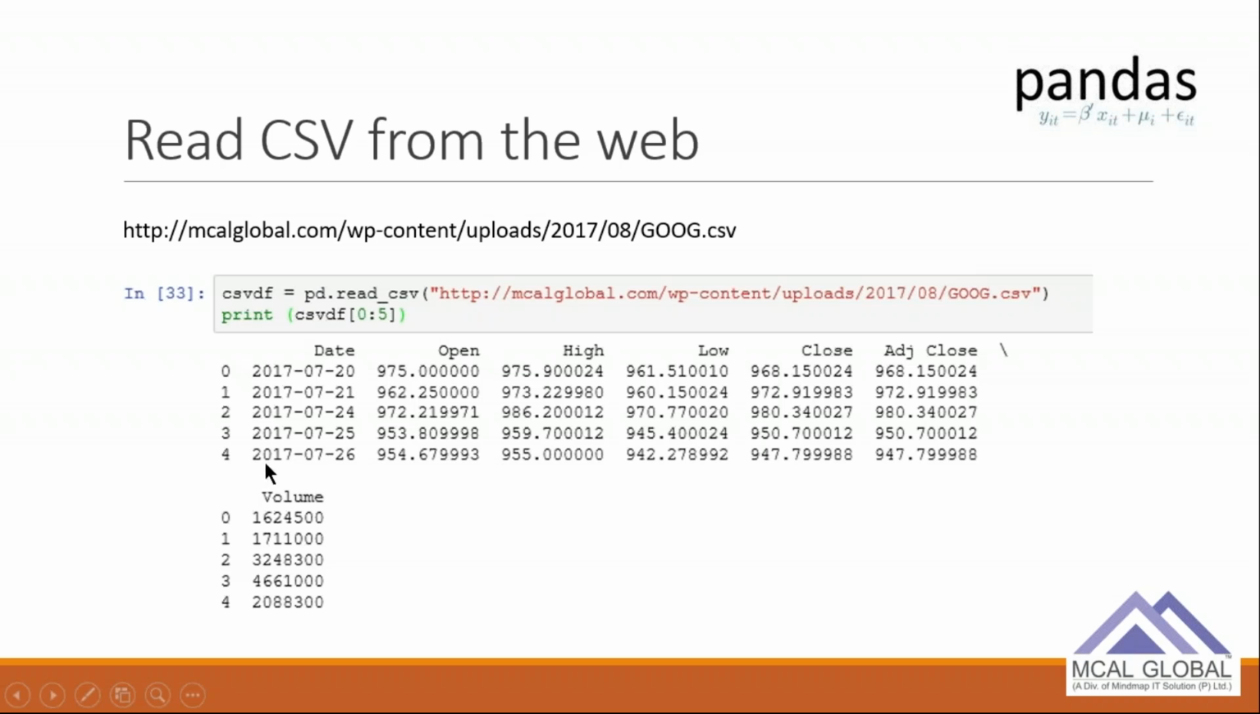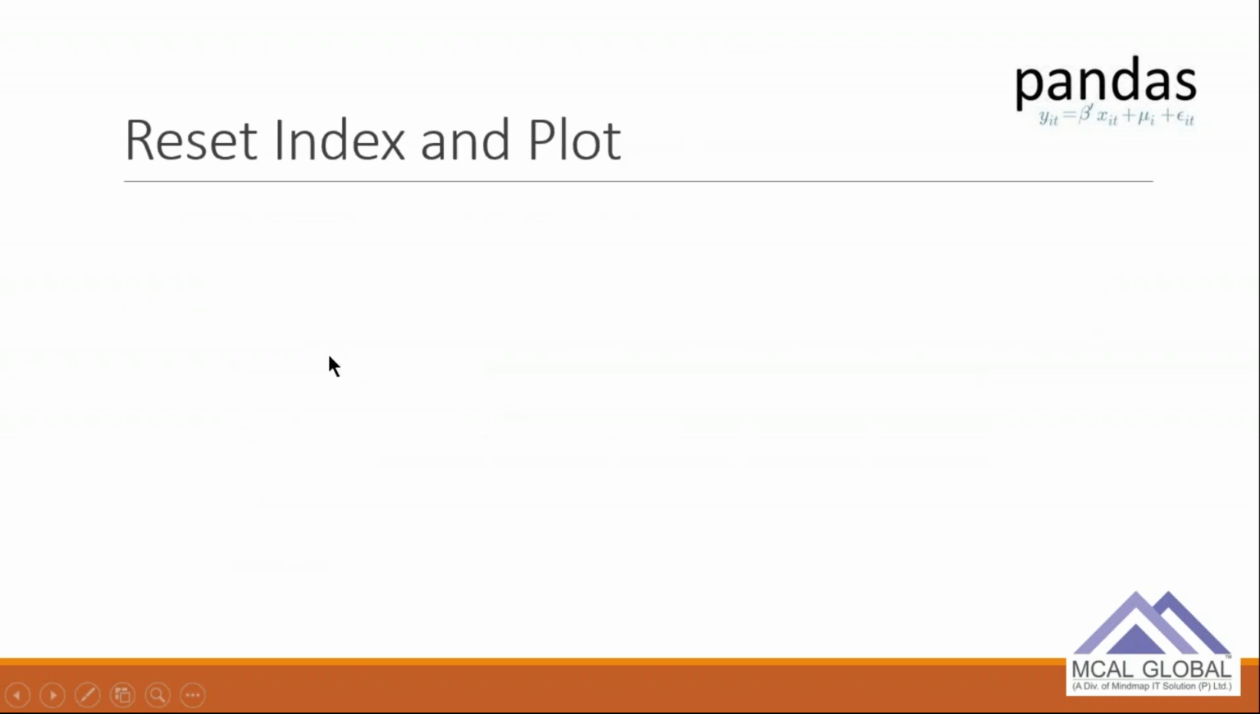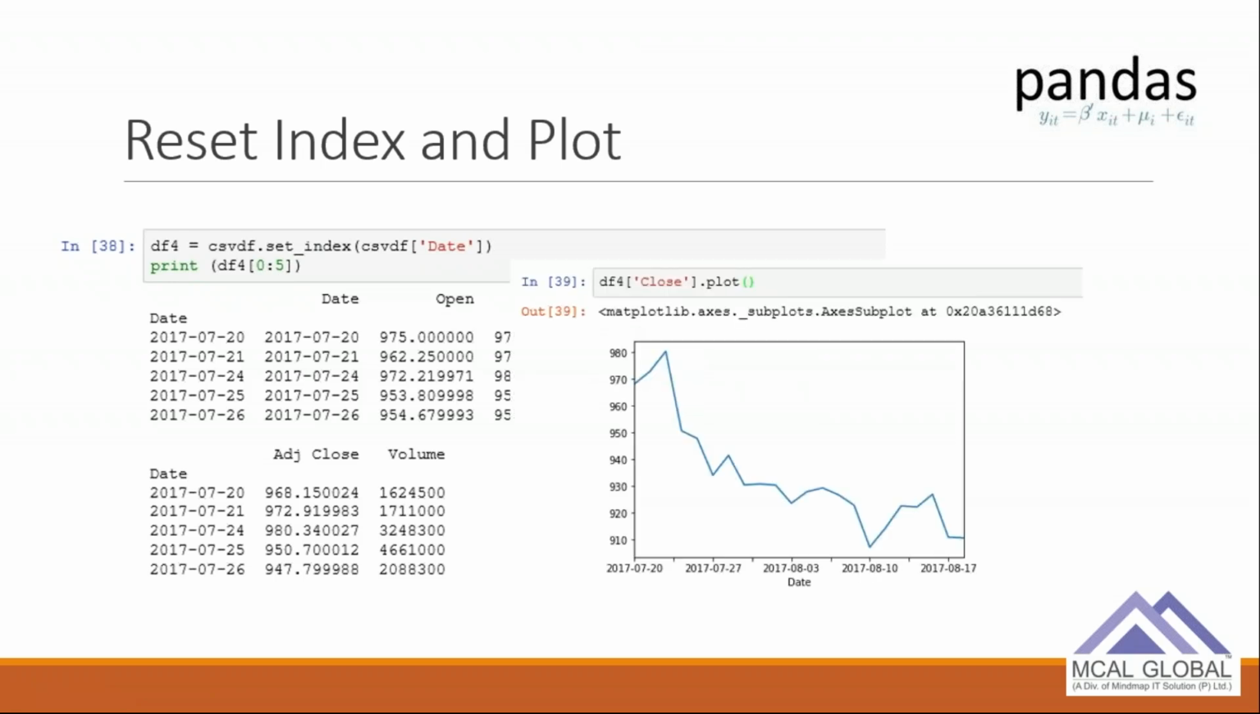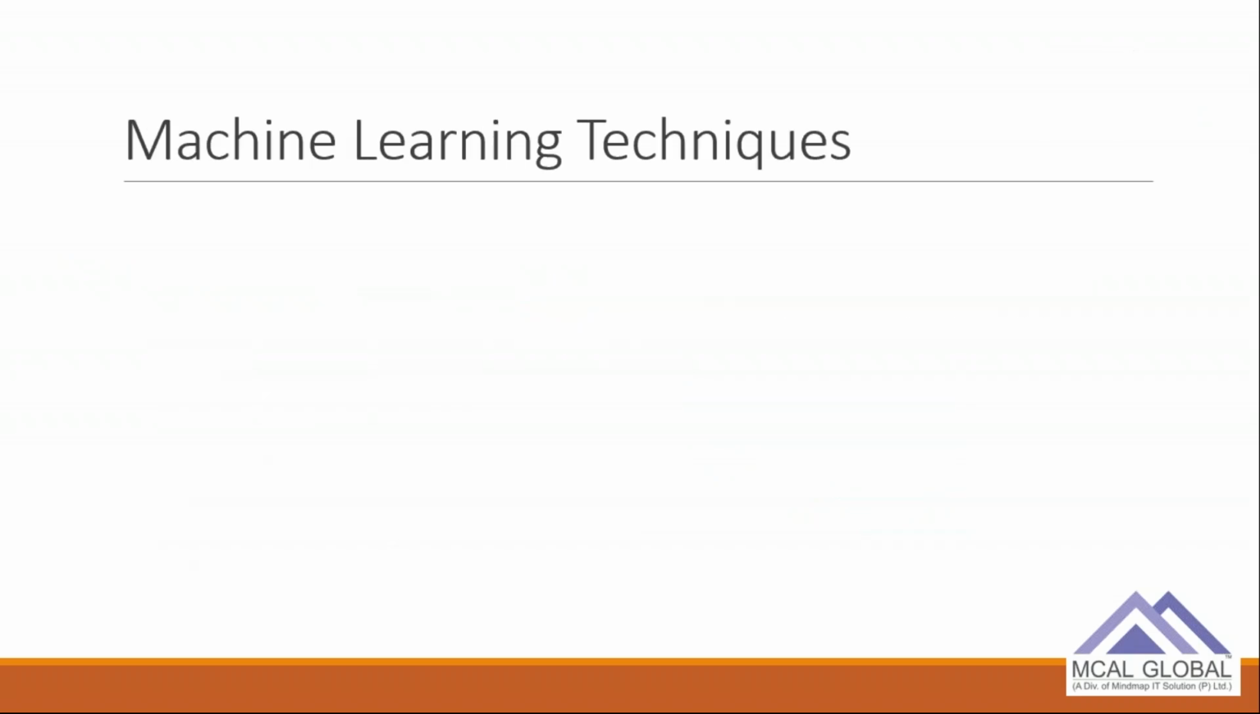Now you want to set the index with the date. So you just use set_index with the date, and your index becomes the date. If you now want to access, say, 0 to 5, then it will print the first 5 elements of the data. I think we are pretty good with this.